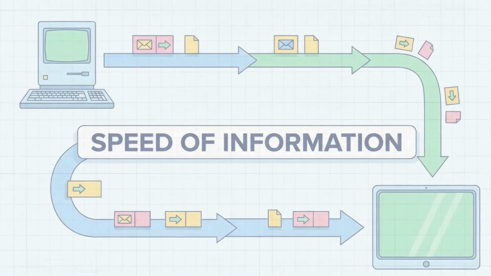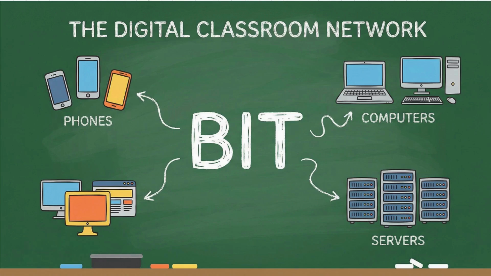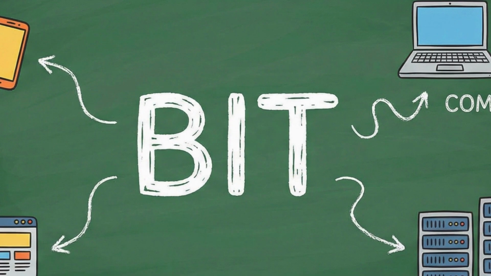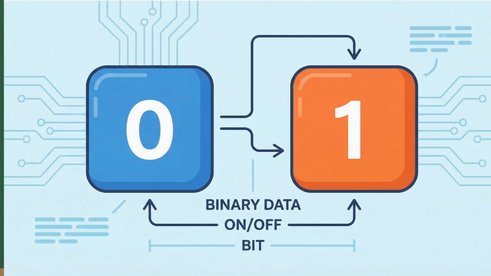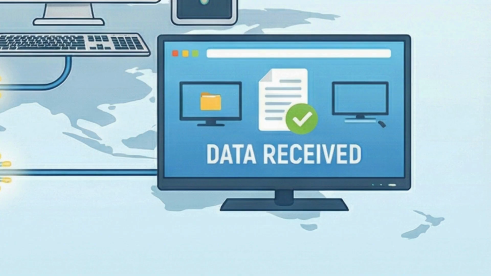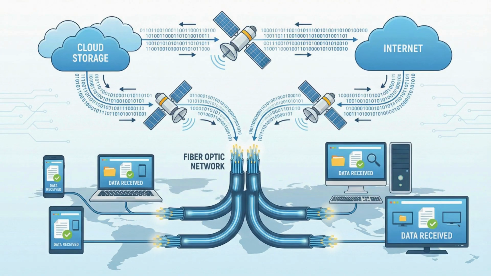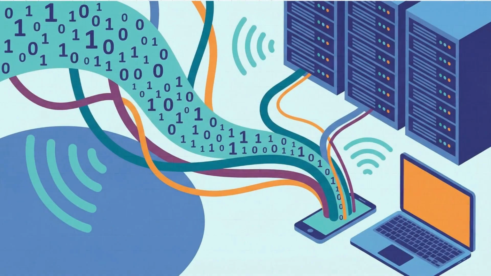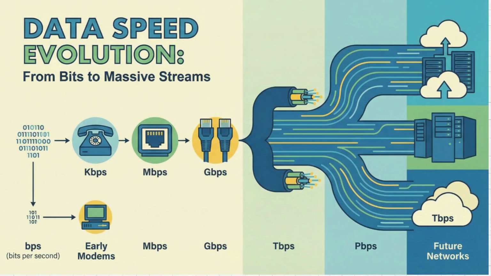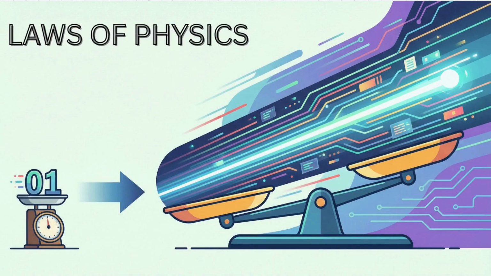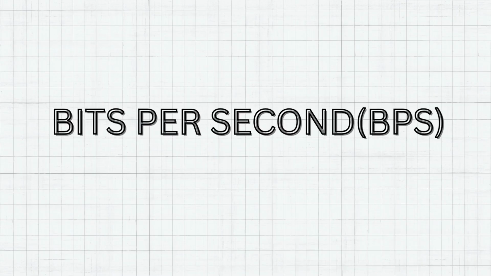At the heart of all digital communication is a tiny unit called a bit. A bit is the smallest possible piece of data, representing either a 0 or a 1. Every message you send, every video you stream, and every website you open is made up of countless bits moving through cables, airwaves, and servers. Today, we're breaking down internet speed from the smallest possible unit all the way to speeds so extreme they challenge the laws of physics. Bits per second.